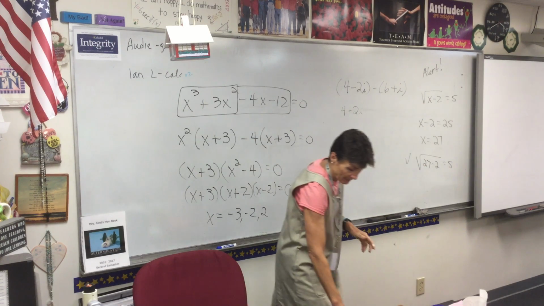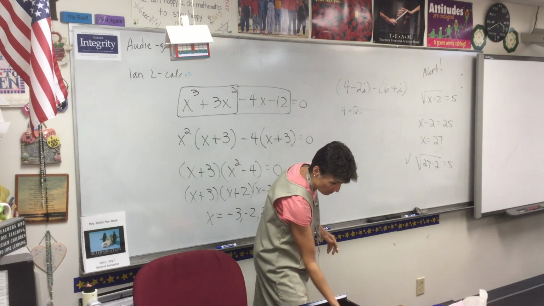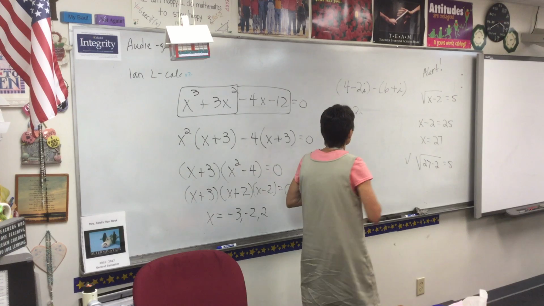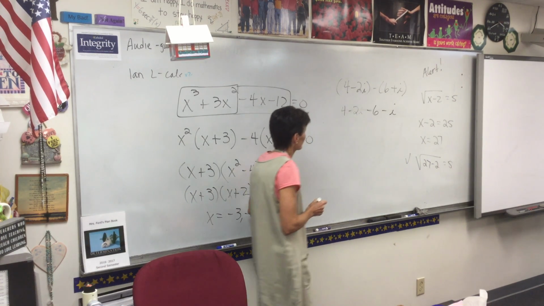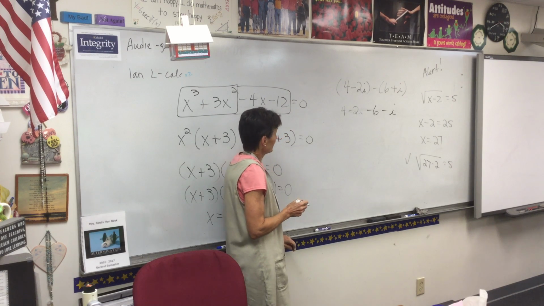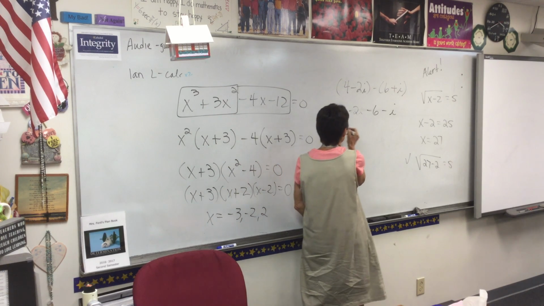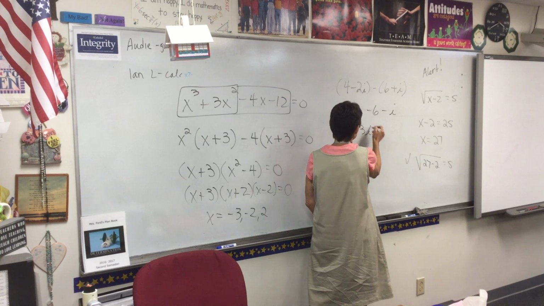So, yep, we take out the parentheses and distribute. So 4 minus 2i minus 6 minus i. Collecting like terms, negative 2 minus 3i.